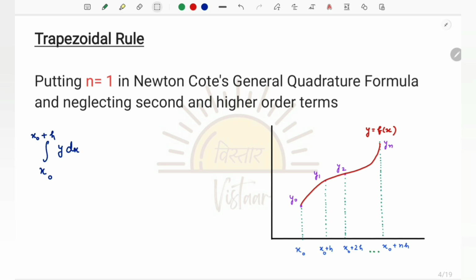To find this integral from x0 to x0 plus h of y dx, we will put n equal to 1 in the general quadrature formula. We will get h times (y0 plus half delta y0). Now we have to expand this delta y0 using the Newton forward difference table. We have already covered this topic in the Newton forward interpolation derivation part, and I will provide the link for the same in the description box.